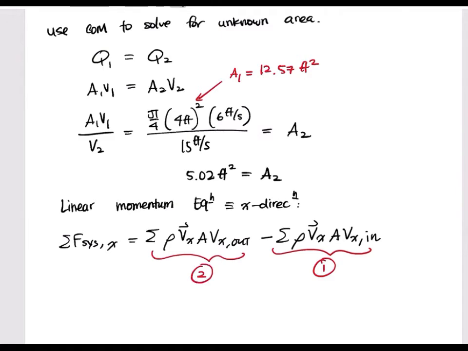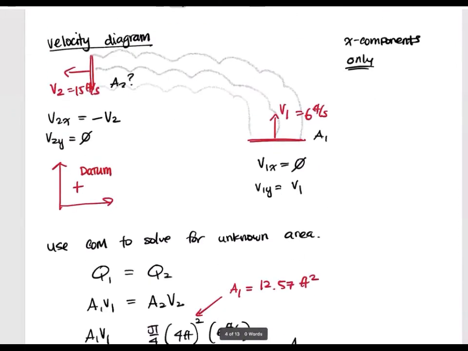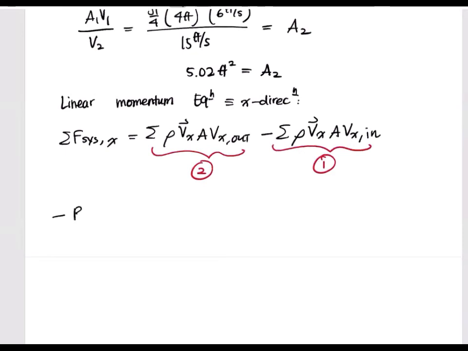So now let's go up to the sum of forces in the x direction. We already wrote it here, but I don't have to think about it anymore, right? Sum of forces in the x direction is negative Rx. So negative Rx is equal to, and this is going to be density V2x A2 V2 minus density V1x A1 V1. Okay, again, adding the subscripts, or I guess adding this notation at this step is really helpful, right? So you're keeping track of everything nicely.